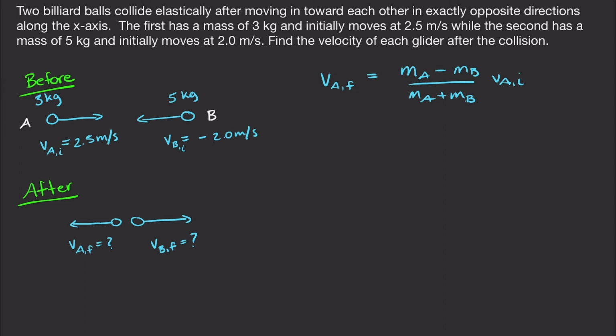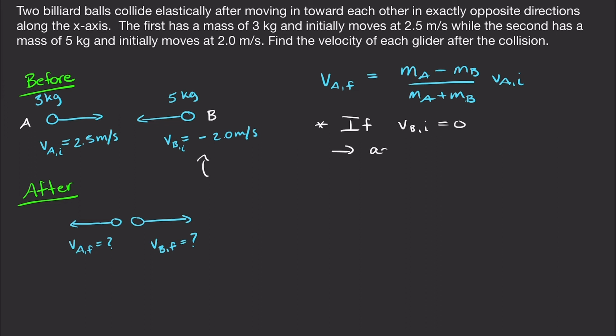So this is an equation that you would be given or you could look up, and it's derived using conservation of energy along with conservation of momentum. But in this problem, object B has an initial velocity. So we can do this trick where we add a certain amount of velocity to object B to make it 0.